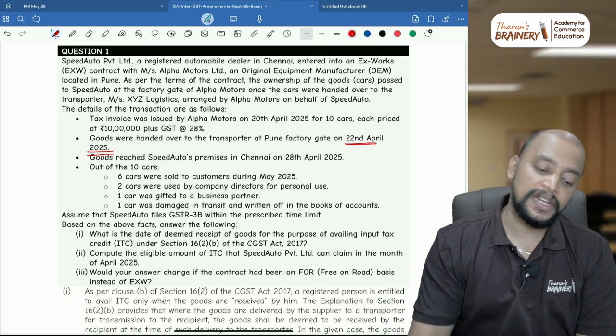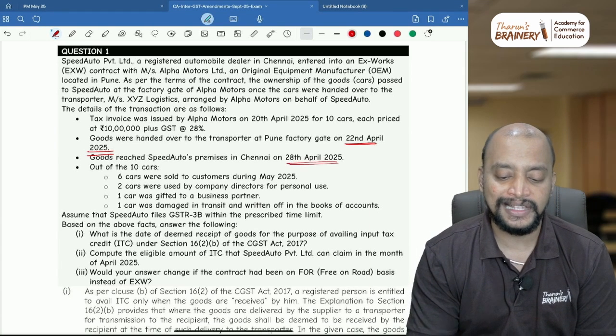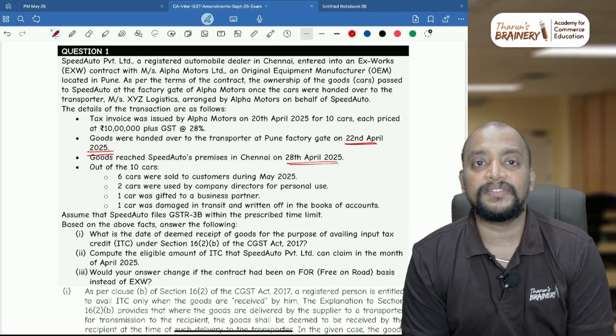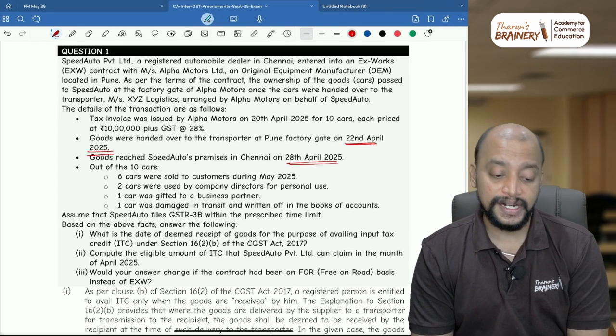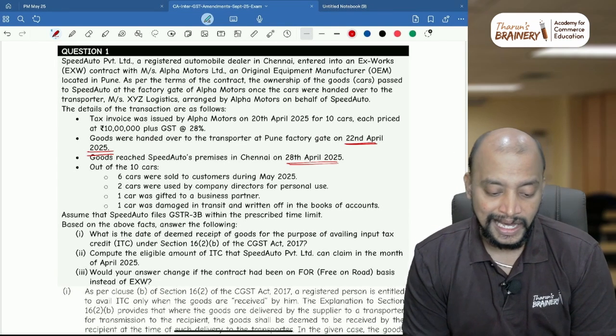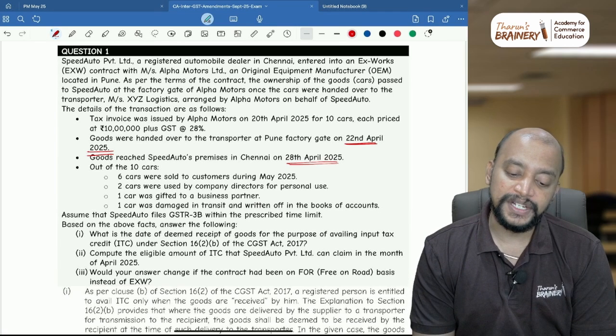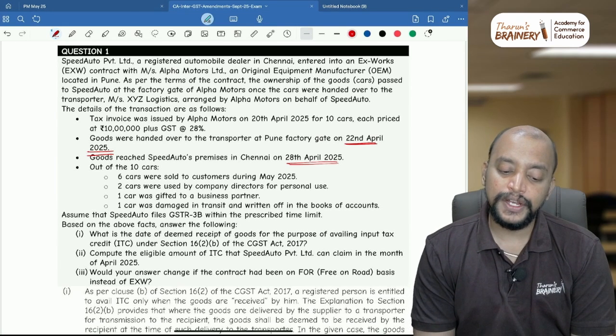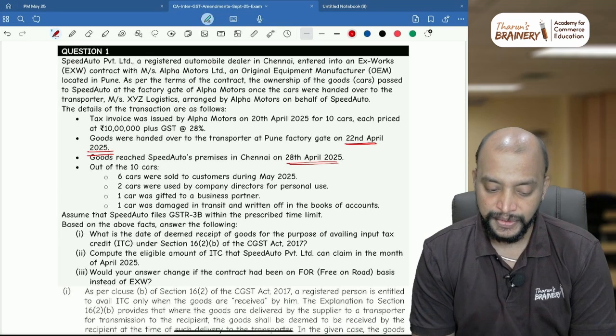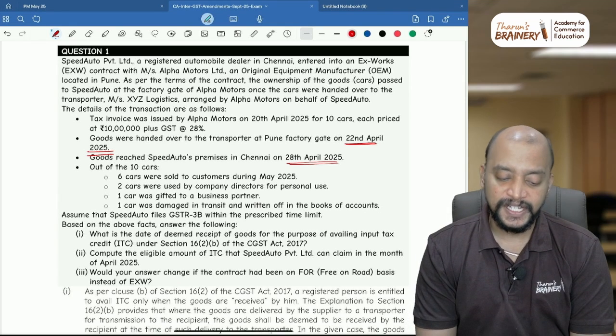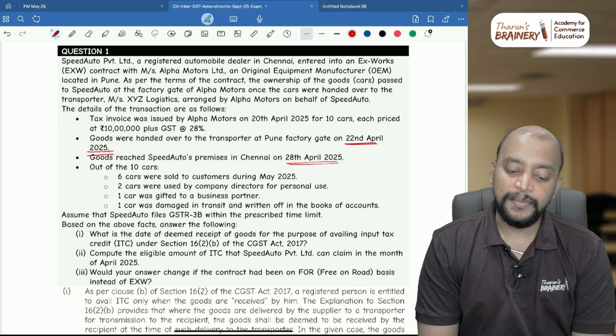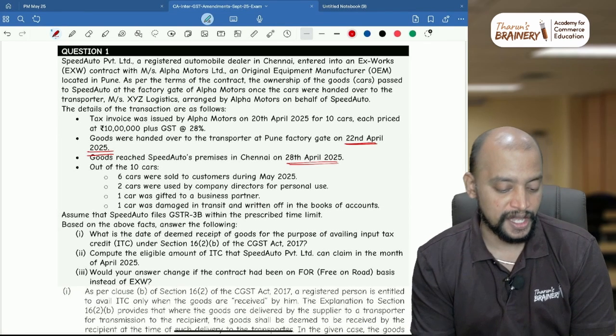Goods reached Speed Auto's premises in Chennai on 28th April, but 22nd April itself will be treated as the date on which goods are received. Out of 10 cars, 6 cars were sold to customers during May, 2 cars were used by company directors for personal use, 1 car was gifted to a business partner, 1 car was damaged in transit and written off in the books of accounts.